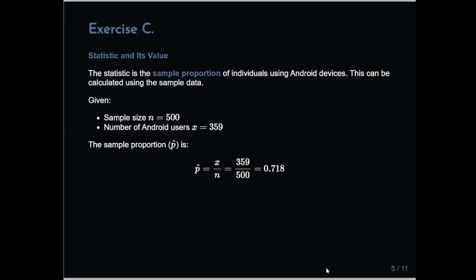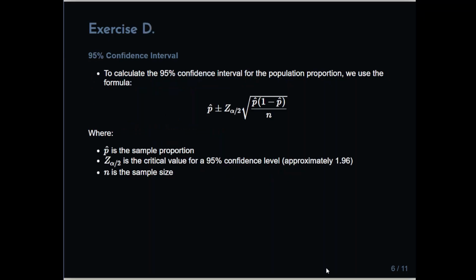Okay. The statistic and its value. So the statistic is the sample proportion of individuals using Android devices. This can be calculated using the following data. So you have a sample size of 500 people and a number of successes, which is the number of people that say yes. Number of Android users, X equals 359, N equals 500. So the sample proportion, P hat, is X divided by N, which is 359 divided by 500, which is 0.718. 71.8% essentially.